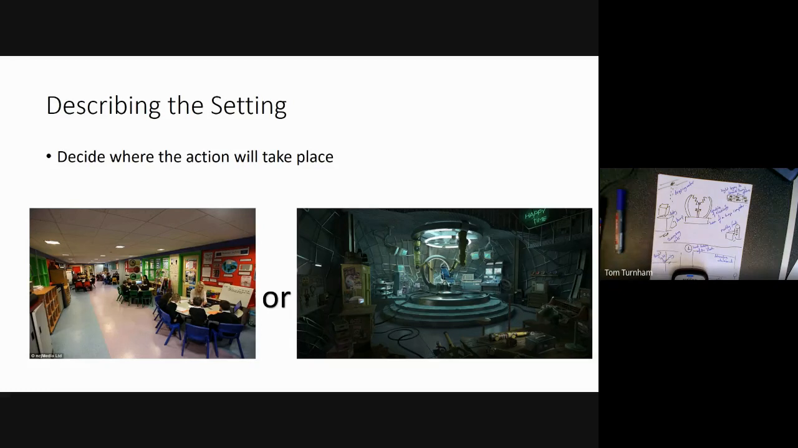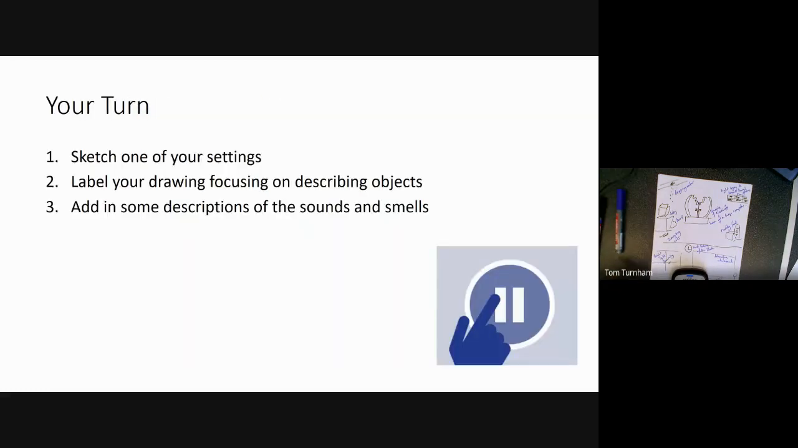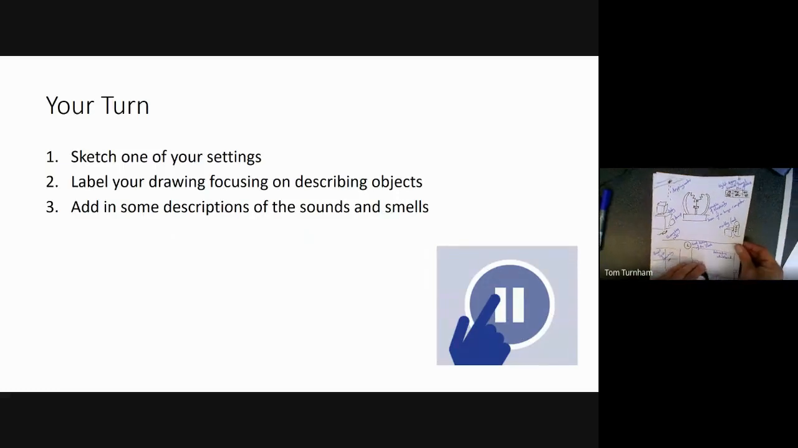Okay, so what you're going to need to do is pause this video, sketch out your scenes, and then start to label them. Remember to focus on the sounds and the smells of each of your scenes, because those are things that really give lots of atmosphere. So pause the video, draw out your settings. You might have 1 or 2 main settings, and then label those drawings, describing as much as you can, but particularly focusing on the sounds and the smells. Once you've done that, then can you press play, and we'll carry on with today's work.